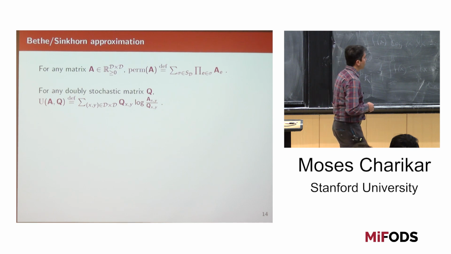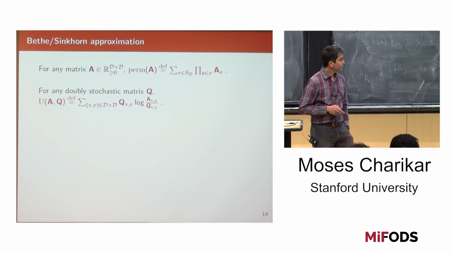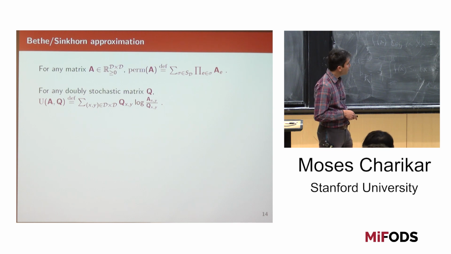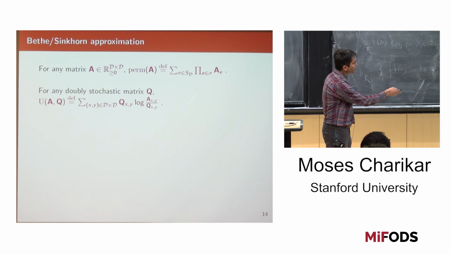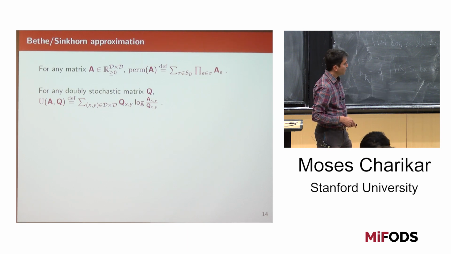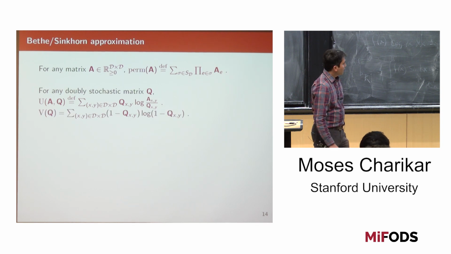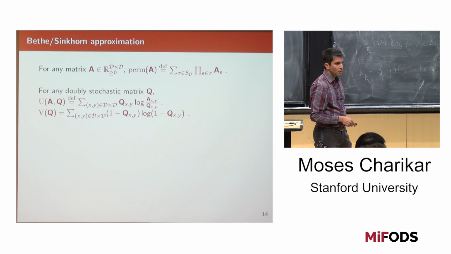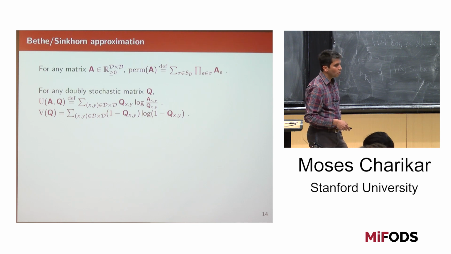Okay. So I'm going to define 2 quantities. One, take a doubly stochastic matrix Q. So Q is a D by D matrix. Okay. It's doubly stochastic, rows and columns sum up to 1. And look at the following quantity: summation of q_xy log of a_xy divided by q_xy. Okay. Let's call this U(A,Q). All right. And another quantity V(Q) is just the sum over all of the entries xy of (1 minus q_xy) times log of (1 minus q_xy). Okay, so these are 2 expressions.